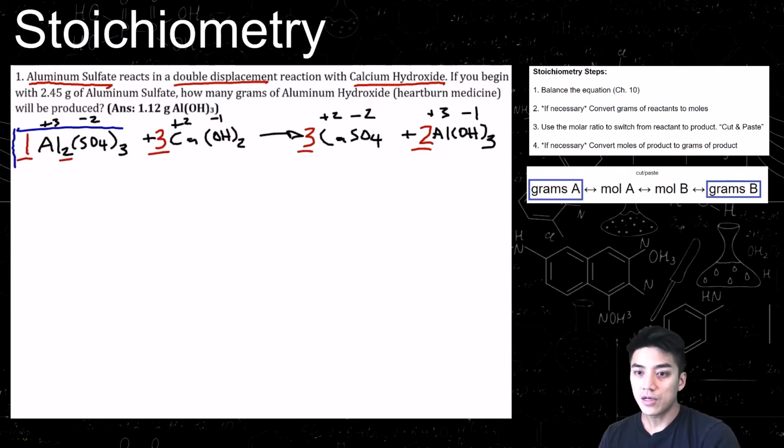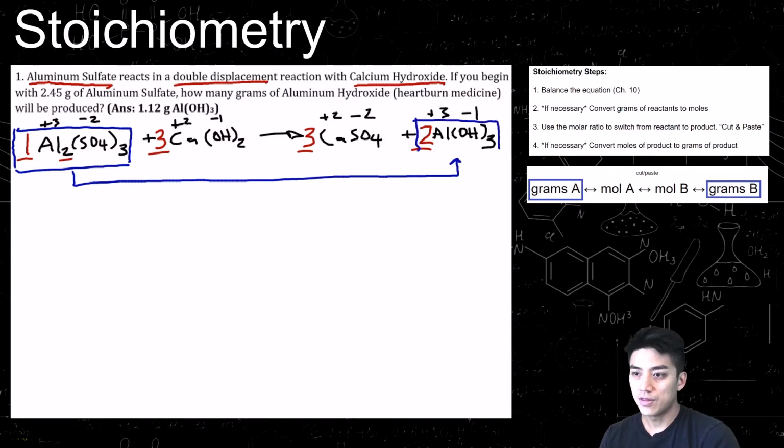And now I'm going to go ahead and box aluminum sulfate, because they tell me I have 2.45 grams of this compound, and I have this as my compound B. So I'm trying to figure out how much aluminum hydroxide can be produced, which means I will cross out the other 2 distractors in green. Okay, so I don't need those at all for this problem.